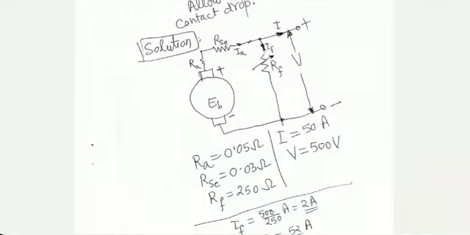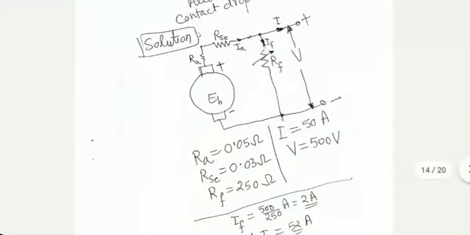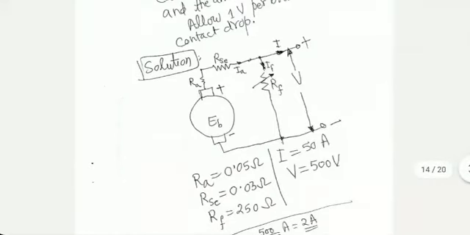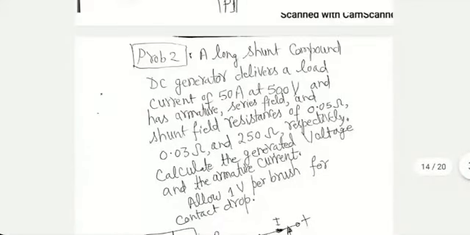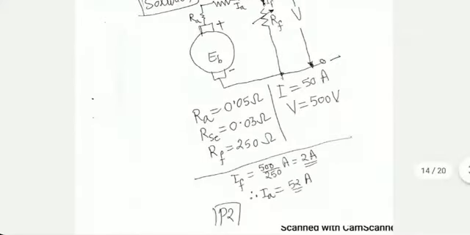So IF, that is the current through the shunt part of the field winding, is simply 500 divided by 250 amperes, which is 2 amperes. No issue with that. IA would be obviously load current plus IF, and load current is very easy to figure out. It's 50 amperes given to us already. So add the two to get the armature current, which is now 52 amperes.